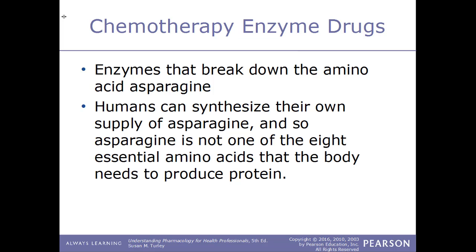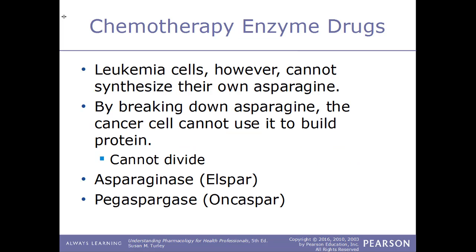Now, humans can synthesize their own supply of asparagine, so this is not one of the essential amino acids that you must get from your diet, but we can produce this on our own naturally. But leukemia cells cannot synthesize their own asparagine, so they need to get another source of asparagine in order to make proteins. So by using chemotherapy enzyme drugs, you can break down asparagine so the cancer cell can't use it to build protein, and therefore it can't divide.